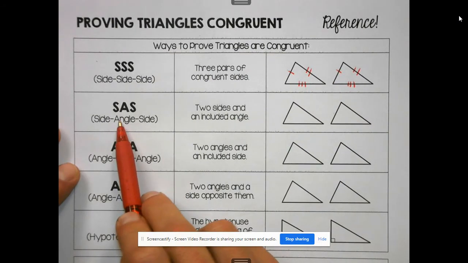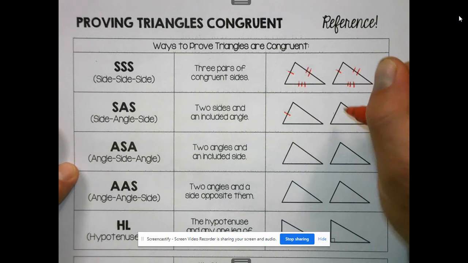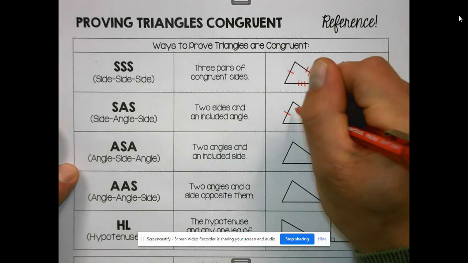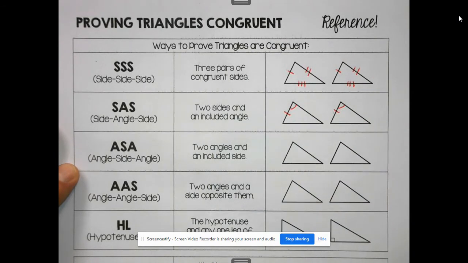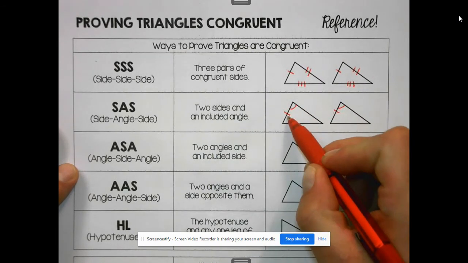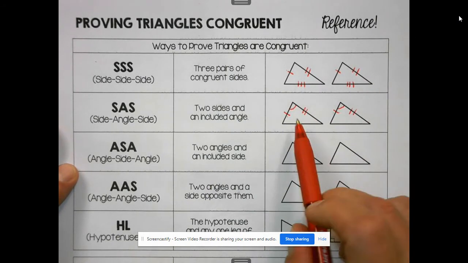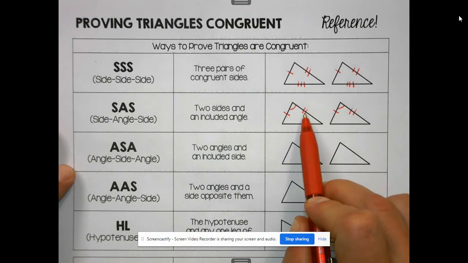Side angle side, important part, guys, the 2 sides and an included angle. So first, we've got to have one set of congruent sides, and then the included angle has to be in between a set of congruent sides. So far I've got the side angle, and then I have to add the other side to make it side angle side. Just remember, the included angle has to be in between the 2 sets of congruent sides.